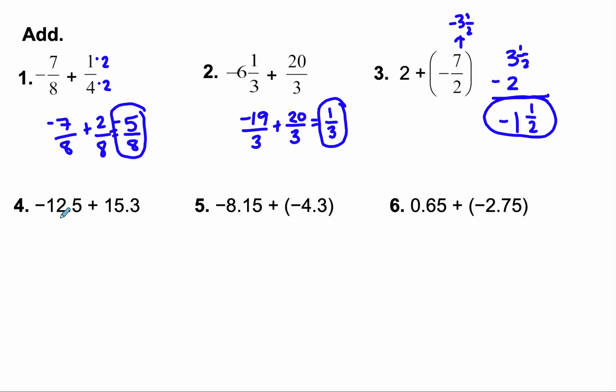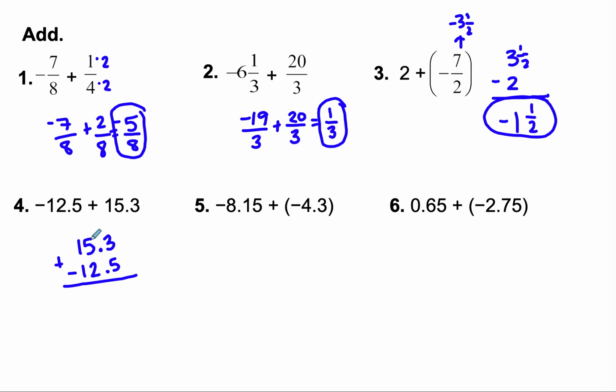On number 4, I have decimals. I need to make sure I'm lining them up. So I have 15 3/10. That's got the greater absolute value. That one has to go on the top. And then I have a -12 and 5/10. Different signs. I'm going to find the difference.